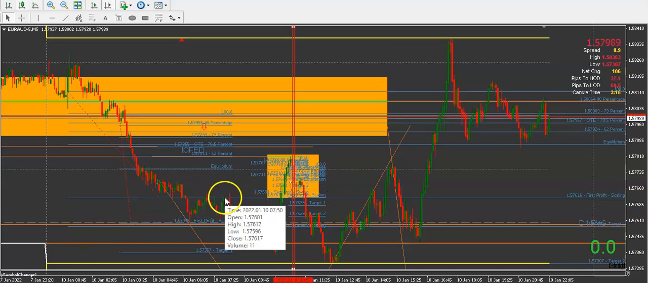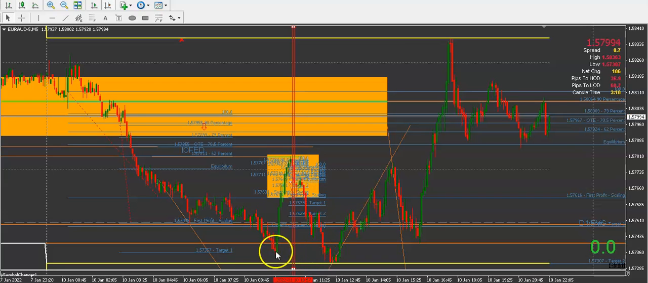Yep, and that's it. And the entry, and just going to the low, the initial low, and that's it.